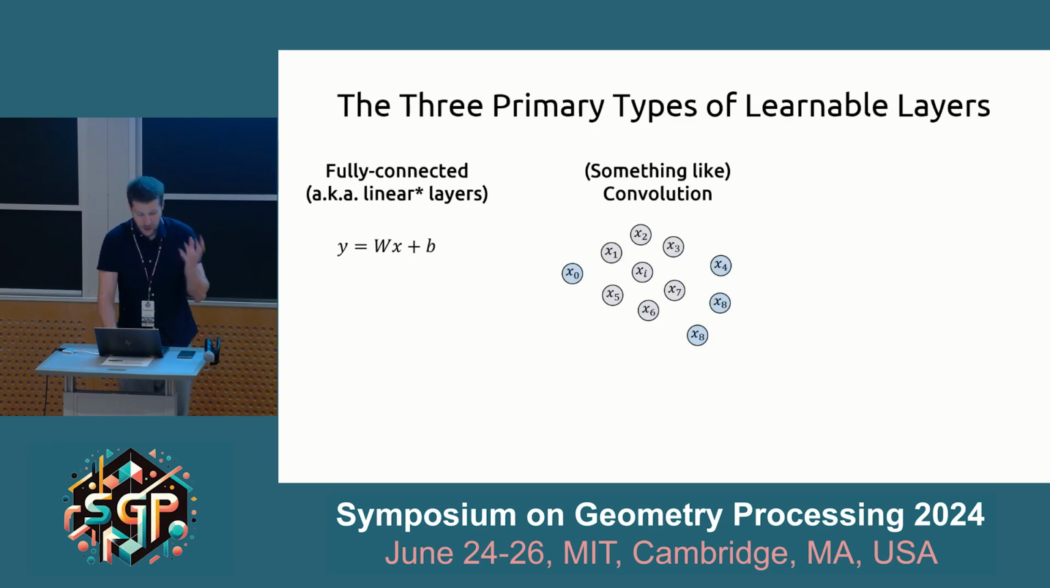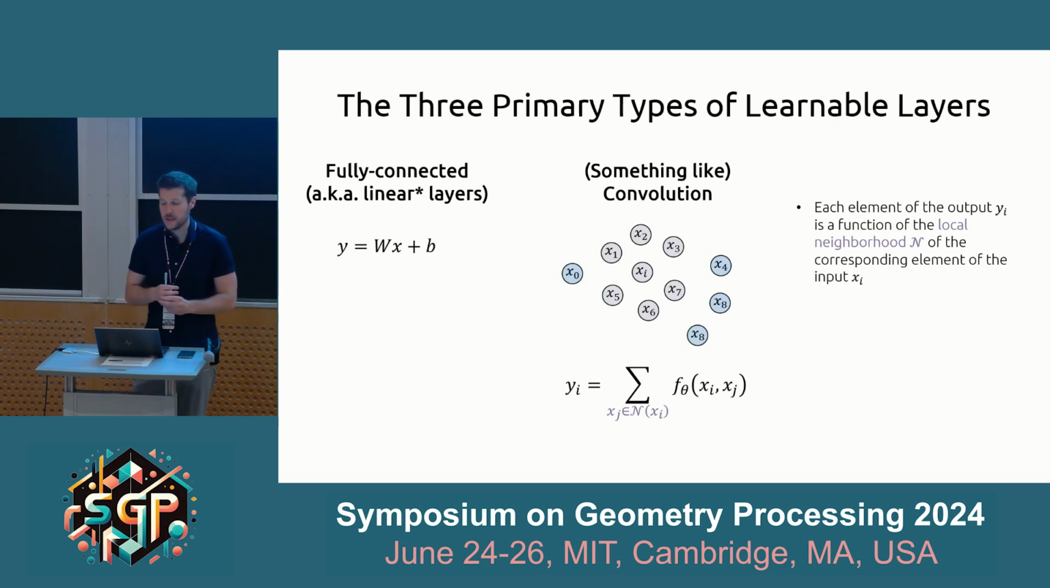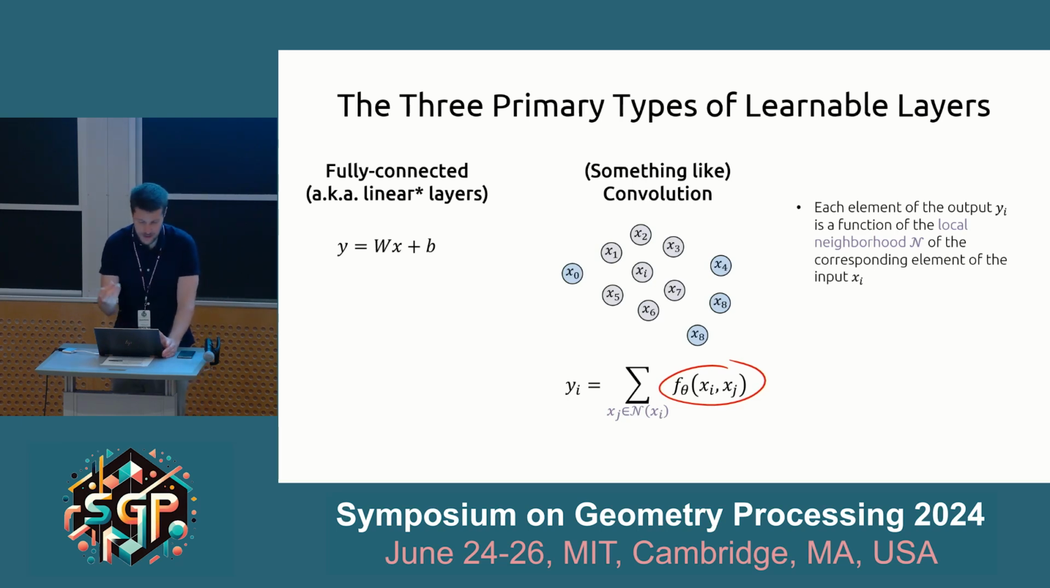And so armed with this way of thinking about our data, this convolution-type layer is basically saying every element of the output is going to be a function of this local neighborhood of the corresponding input. And that function is usually depicted as a sum over all of the elements in the input of some parameterized or learnable function of xi and the neighbor xj, where the neighbor could also be itself, because xi is within its own local neighborhood.